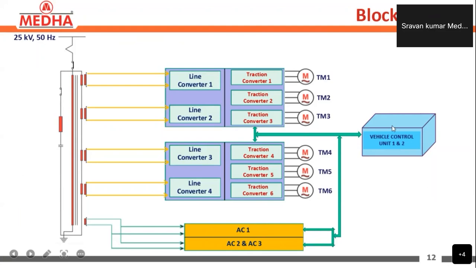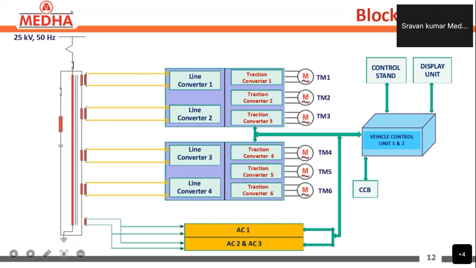So it also has the communication with the control stand, that is the driver desk and the display unit. And CCB, control computer braking, and hotel load in case of the passenger locomotive, and DPC, distributed power consist. So that we can see in the wireless communication, that is DPWC. So this is the functioning of the vehicle control unit.